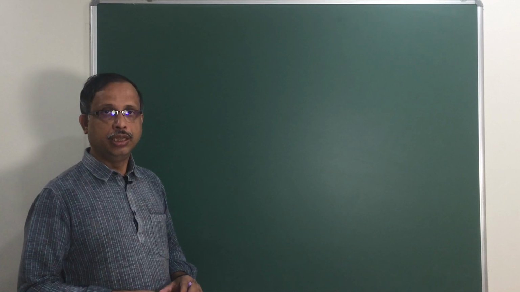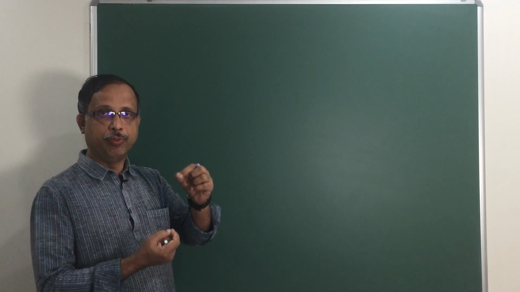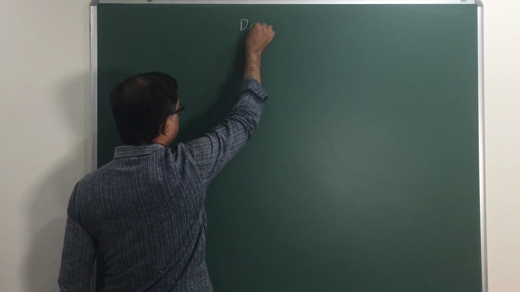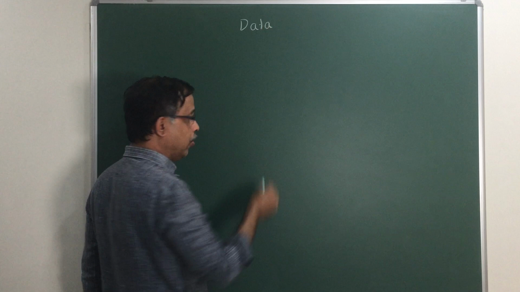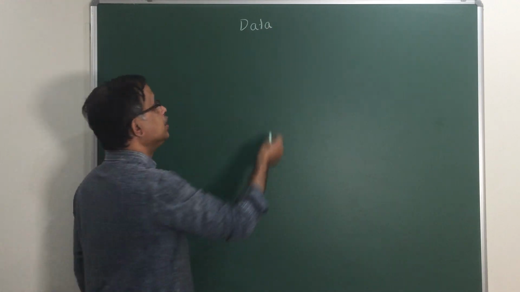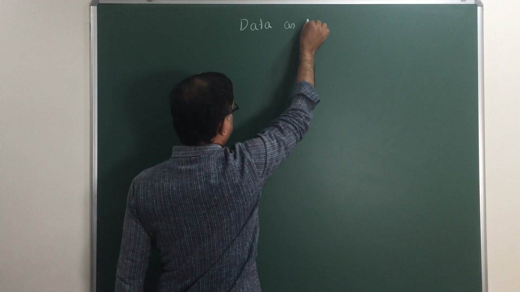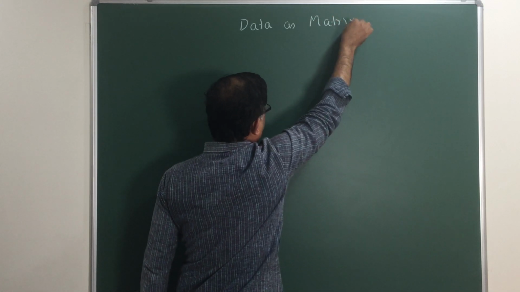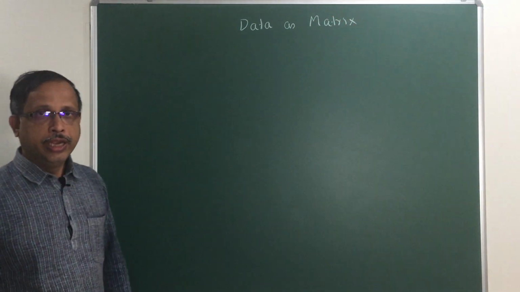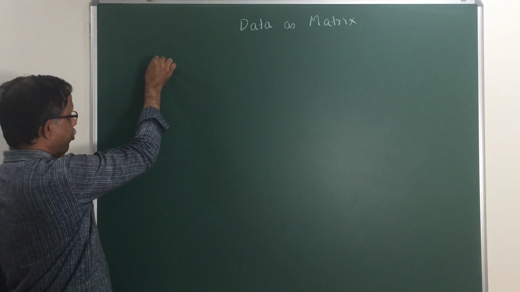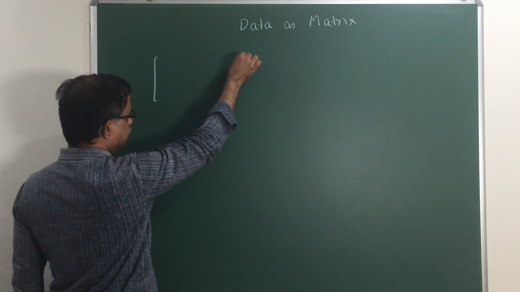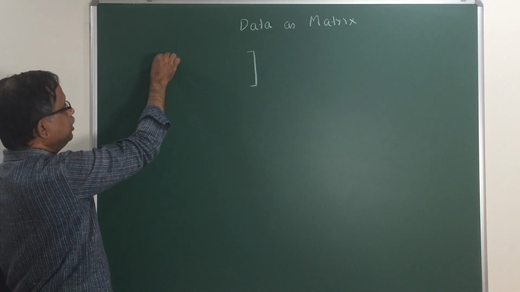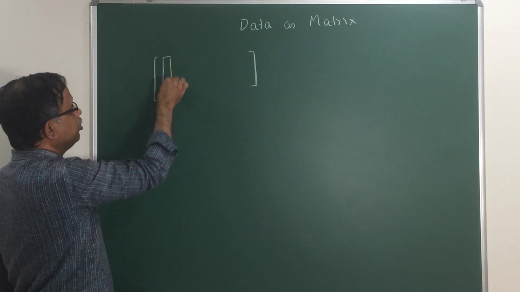We had seen individual samples as vectors. Let us understand the data, or the set of such samples, as a matrix. The idea is very simple. We construct a matrix out of all the samples that we have such that each column is a sample.